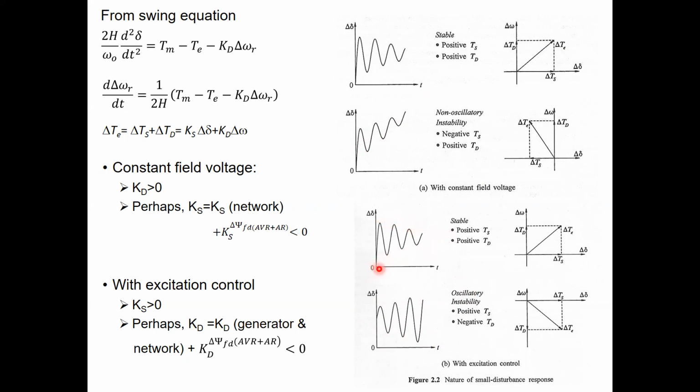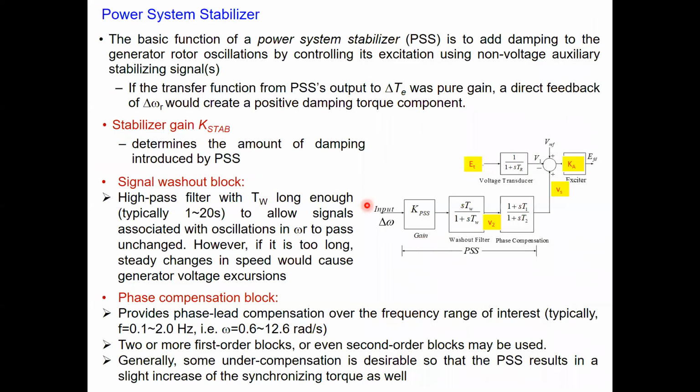If some disturbance takes place, the rotor angle will oscillate. This is one swing, this is two swings, and then maybe one more swing, and then finally it will settle down. So we want a good damping ratio if there are rotor angle oscillations following any disturbance. To achieve that, we have this controller.